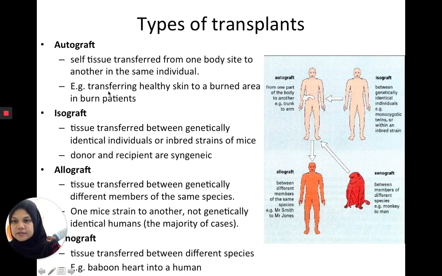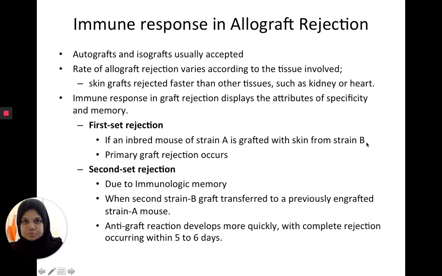And the last one is xenograft. Xenograft is when you transfer an organ from a different species, for example, the heart of a baboon to the heart of a human. So this picture, I think, encapsulates it quite clearly when you have an autograft, an allograft, an isograft, or a xenograft.